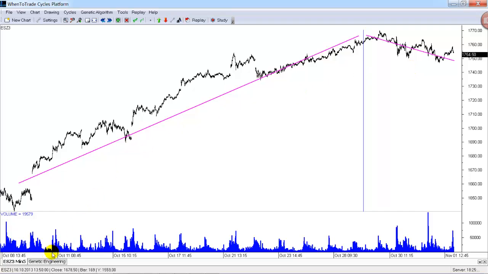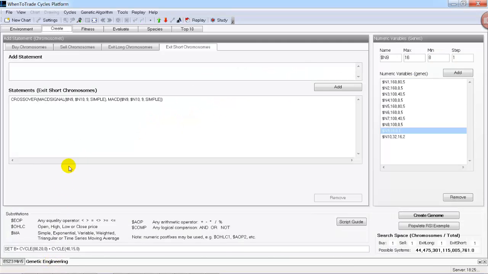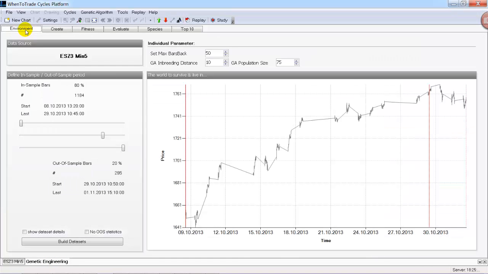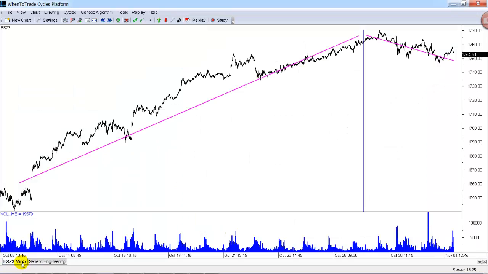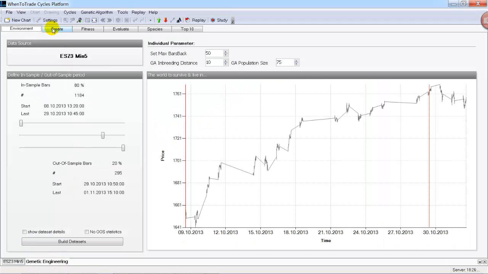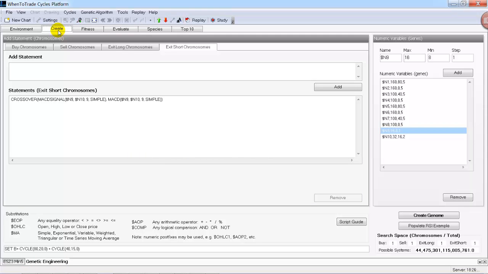So let's have a look at the genetic algorithm here. First of all, we see from the environment that the out-of-sample starts at the 29th of October, which means that the 29th of October is here. So the last 3 days of trading on the 5-minute bars are the out-of-sample, and the last 2.5 weeks are the in-sample period here. 5-minute bars.